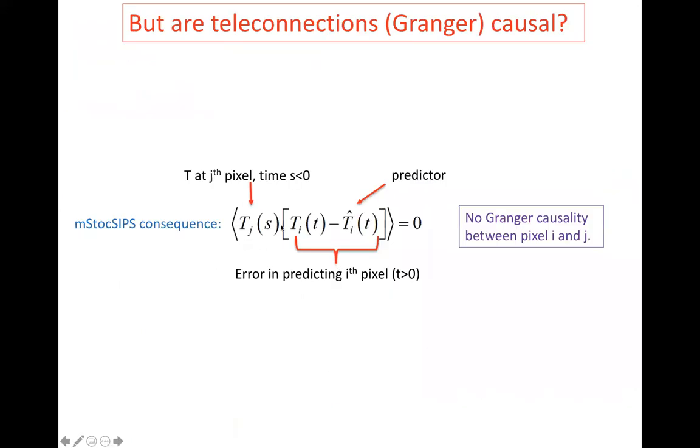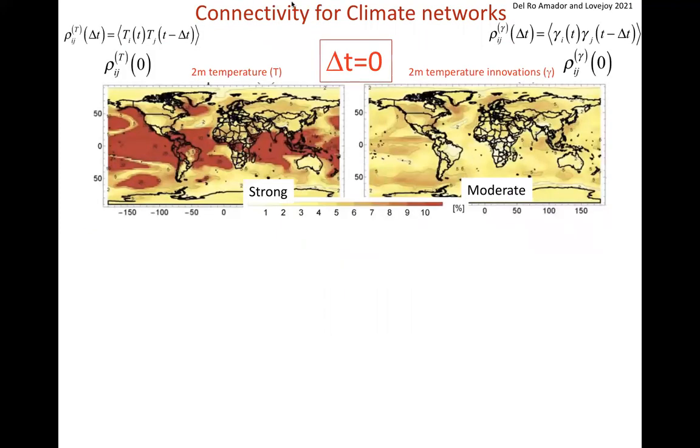So a consequence of our model is that there is no Granger causality. Granger causality is the precise concept that you need to say this. What it says is, if I have a predictor for some temperature at some point, and I add information from some other pixel, does that extra information improve the forecast? If there is Granger causality, the answer is yes. And if there's no Granger causality, the answer is no. So it turns out that in our model, there is no Granger causality. And we can check that.